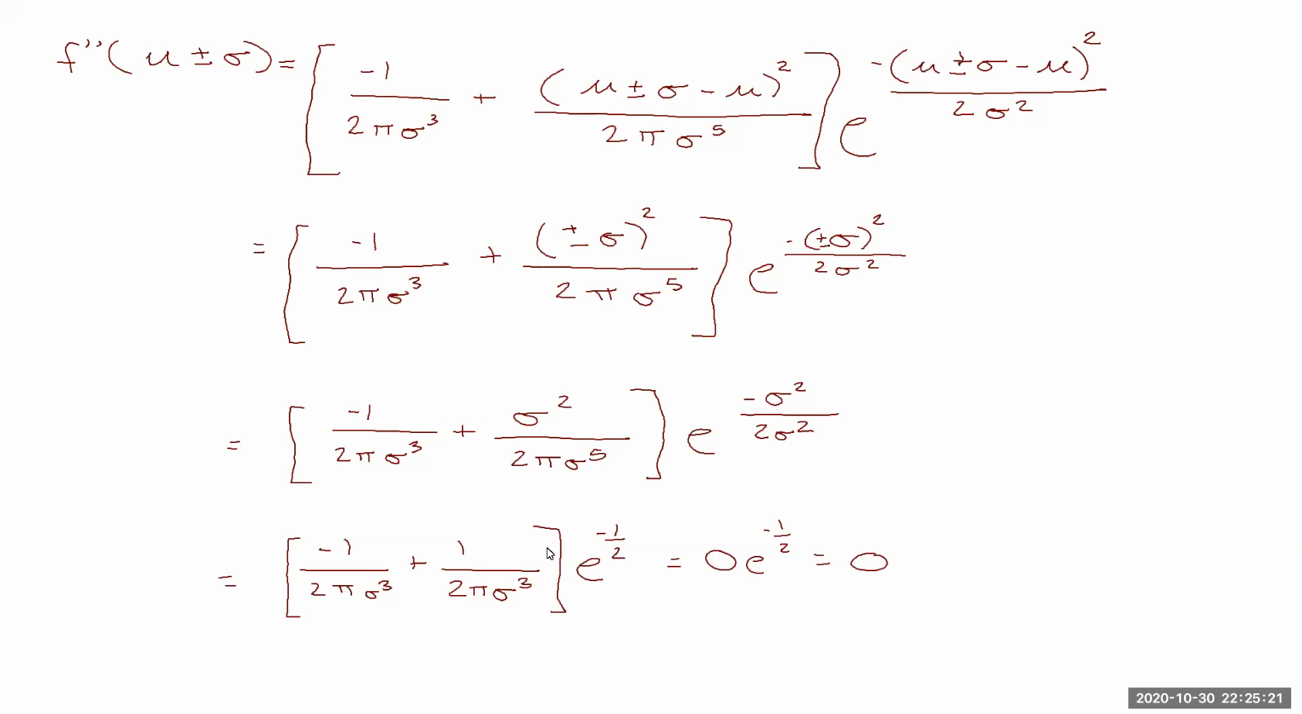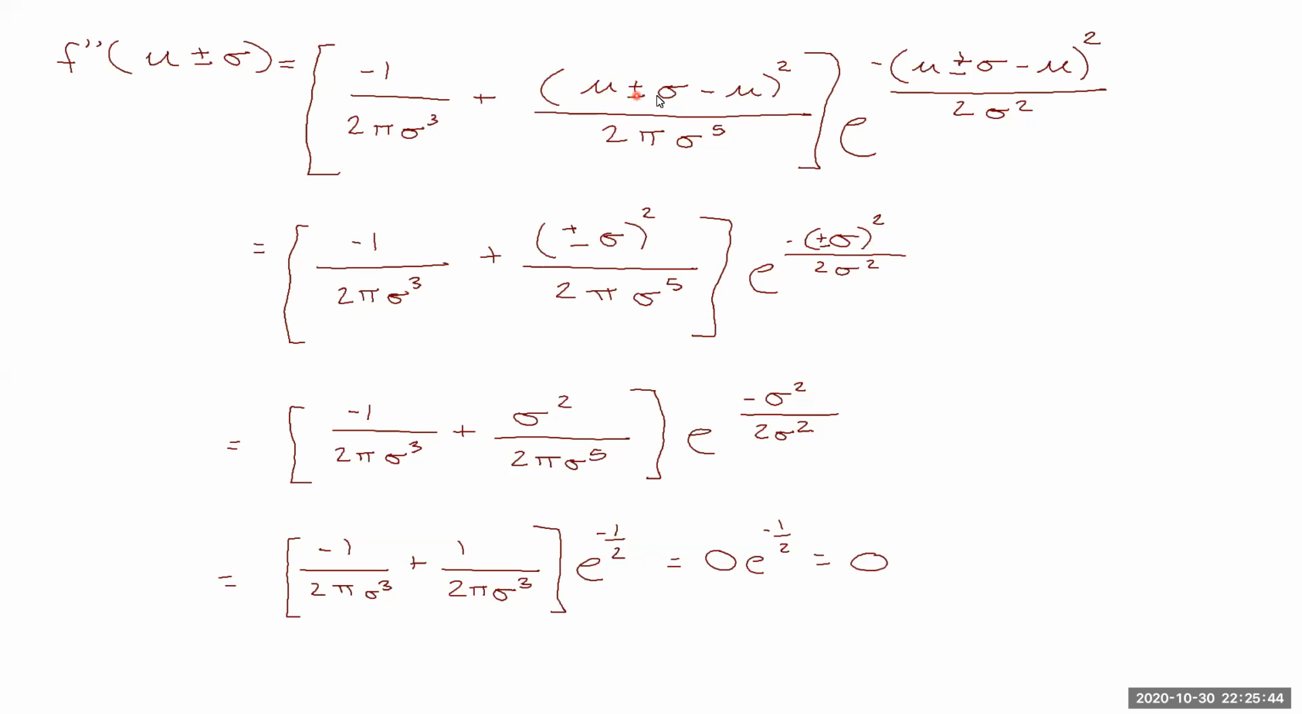So now we need to show that mu plus sigma and mu minus sigma are points of inflection. The first condition is that when you plug them in, you get 0 in the second derivative. It's going to turn out that we can actually plug in mu plus sigma and mu minus sigma at the same time because of the square. So we plug it into the function that we found on the previous page.